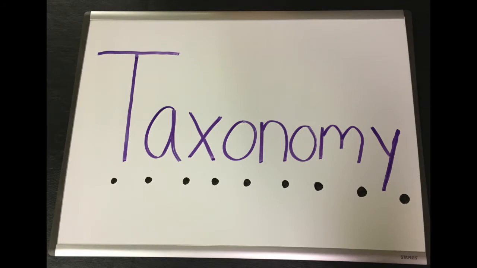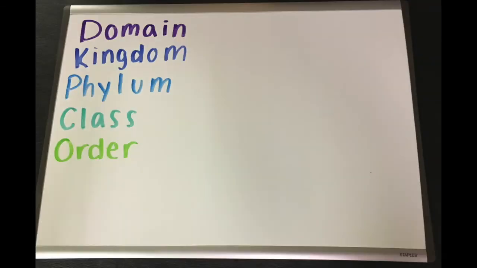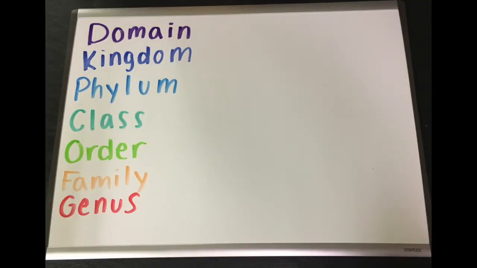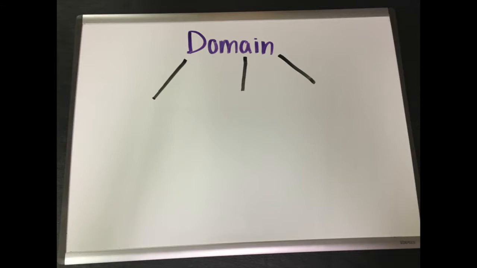To better organize and understand organisms, scientists created taxonomy, the branch of science concerned with the classification of living things. Living things are separated by 8 major sections, starting with the largest, most broad, going down to the most specific. These sections include domain, kingdom, phylum, class, order, family, genus, and species. Domain is the largest group and has 3 subsections within it.